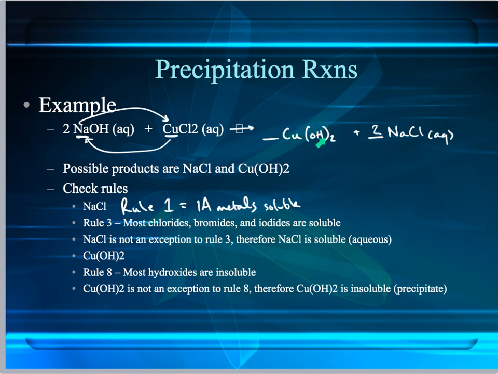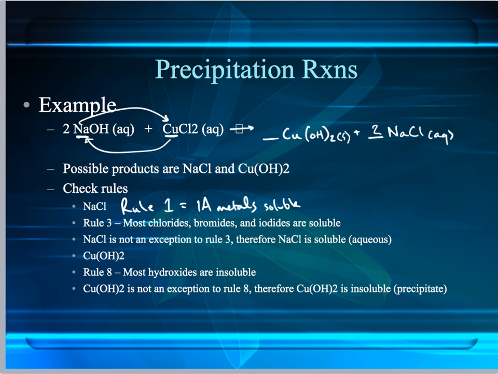What we need to look at is the other side of this, and that's a hydroxide ion. So Rule 8 says most hydroxides are insoluble, and the CuOH2 is not on the exception list, so that means it is insoluble, and if it's insoluble, that makes it a solid. Okay, so that's going to be our precipitate here. So that's how we can figure out which one is and which one is not, based on those rules.